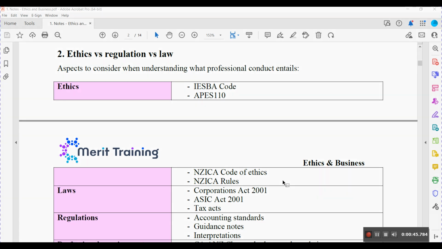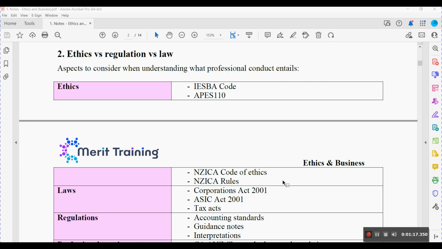So the IESBA Code. IESBA stands for the International Ethics Standards Board for Accountants. It's essentially an independent standard-setting body that develops and maintains the International Code of Ethics for professional accountants, and this includes international independence standards. The IESBA is part of the International Federation of Accountants, or IFAC, and it's responsible for setting ethical standards for accountants around the world.